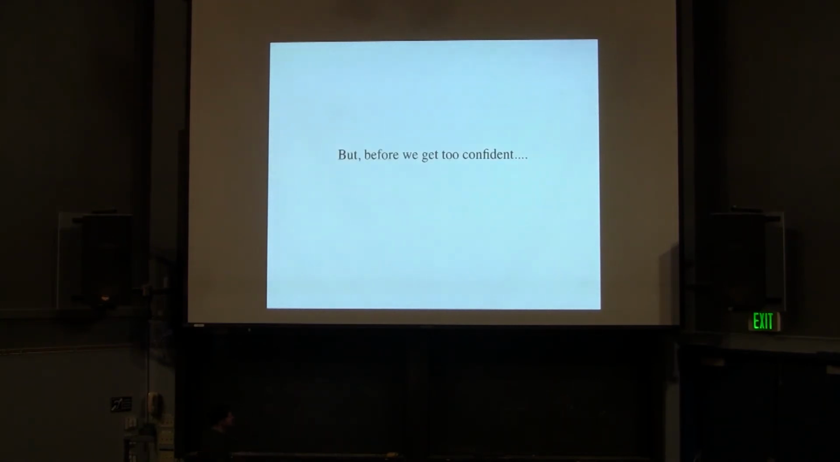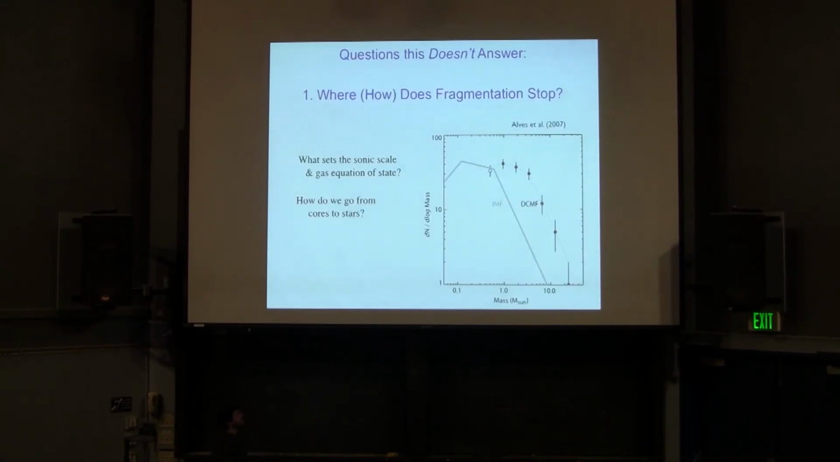So it's very exciting that we can do these kinds of things, but if I haven't already given enough caveats, I want to particularly emphasize that before you get too confident that you can run with these kinds of models, there's a couple of major unanswered questions that they leave open or that I've glossed over. One major one is, where does fragmentation stop? I said it stops at the sonic scale. But what the heck sets the sonic scale?